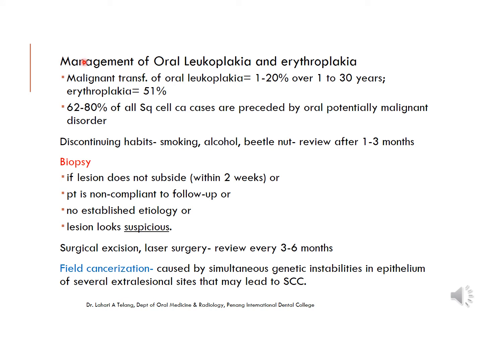So in case of erythroplakia, the malignant transformation rate is very high. It's 51%. That means out of the 100 cases of erythroplakia that you see, 51% are sure to become malignancy. So in 60 to 80% of all squamous cell carcinoma cases, they are preceded by an oral potentially malignant disorder. So that is something very important here.